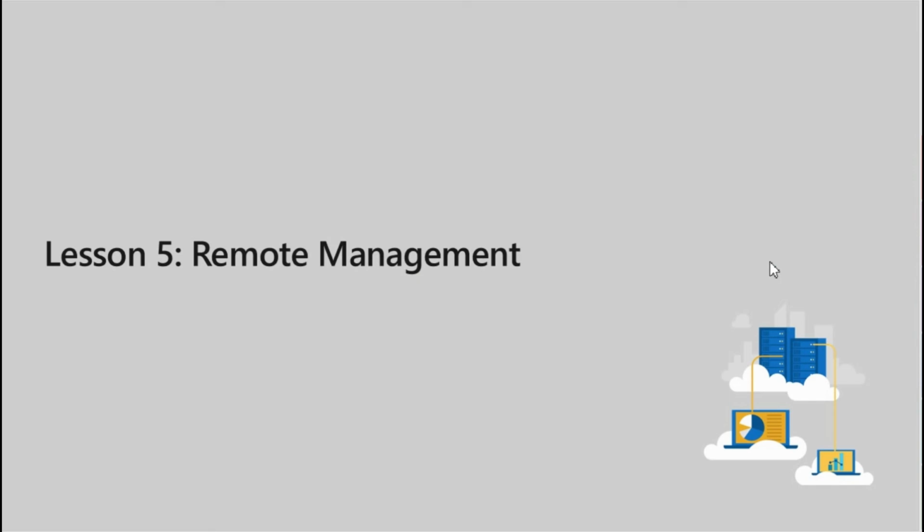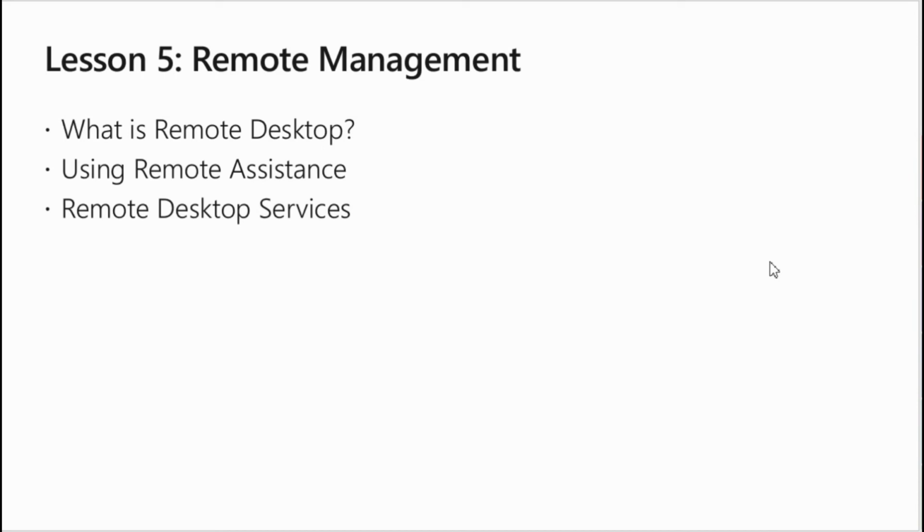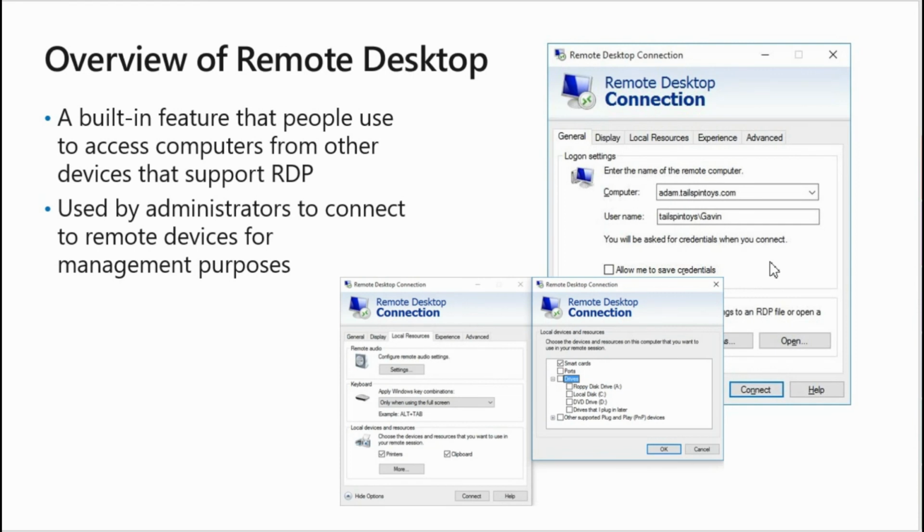So after VPN, we have remote management. In remote management, we're going to look at what remote desktop is, using Remote Assistance, and Remote Desktop Services. Remote Desktop Services is a built-in feature that people use to access computers from other devices that support RDP. It is used by administrators to connect to remote devices for management purposes.